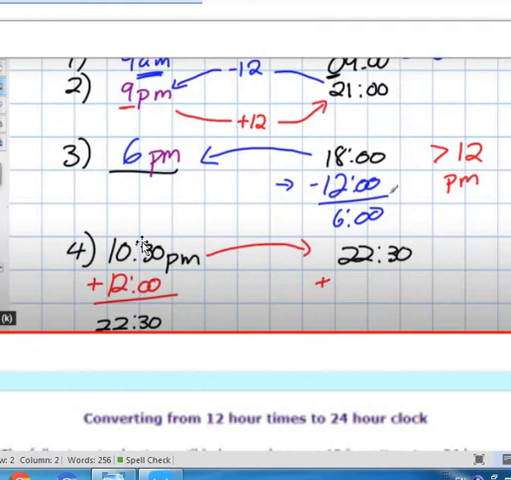Okay, in the other example here, 10:30 p.m. Erase the p.m. and add 12. Look at this, I'm adding 00 for the minutes, and here I have minutes, so it will be 30. 10 plus 12 is 22, so it will be 22:30. It's easy now.